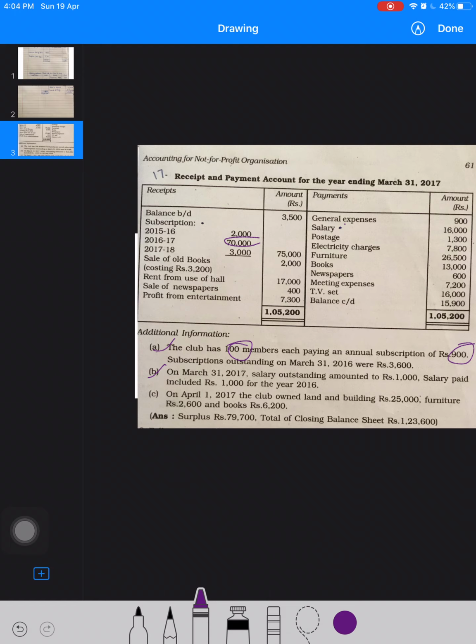Salary outstanding amounted to rupees 1000. So on March 2017, that means for this year, salary outstanding is 1000. This year's outstanding we are going to add, and previous year's or upcoming year's we are going to deduct. In income and expenditure account we write only and only this year's amount. So if it is this year's outstanding we will add it, if it is of previous year or future year we will just subtract it. We want only this year's amount.